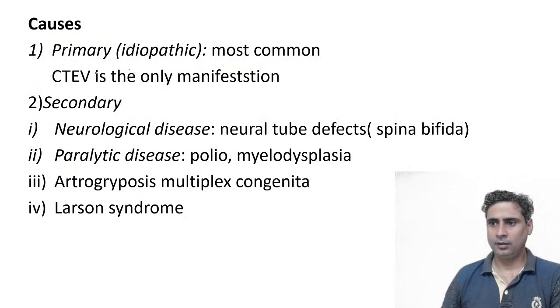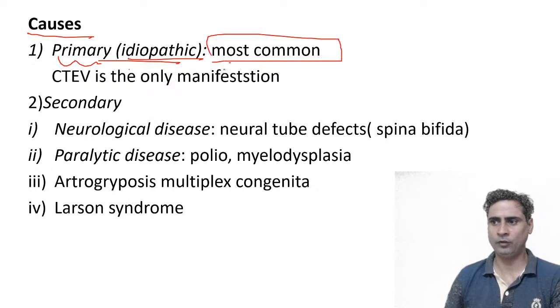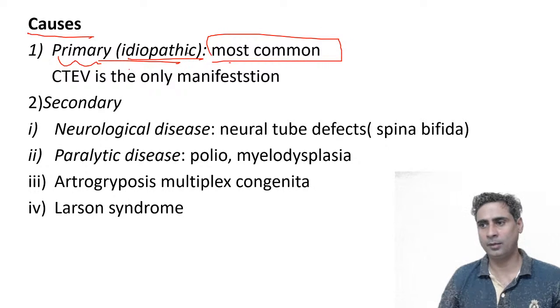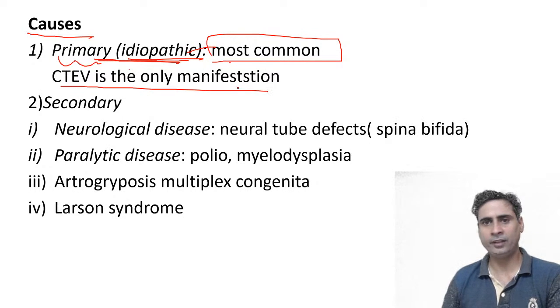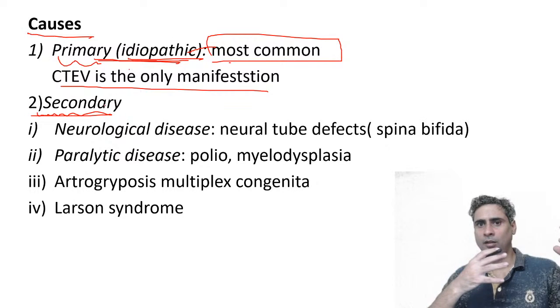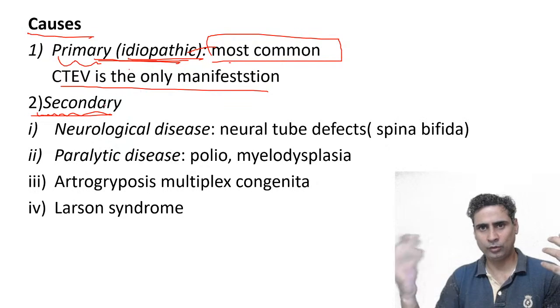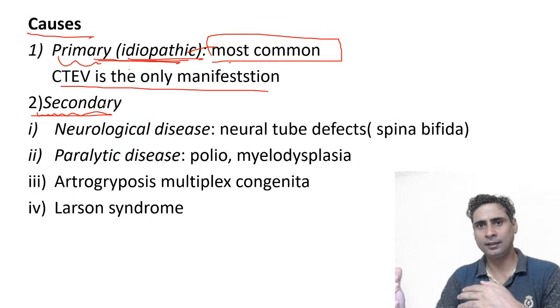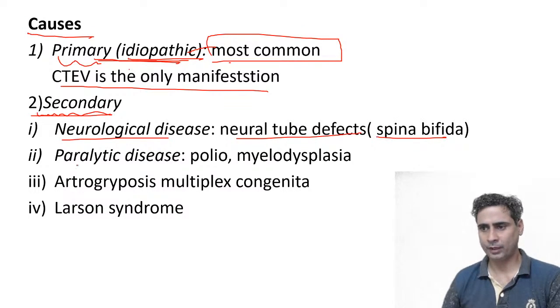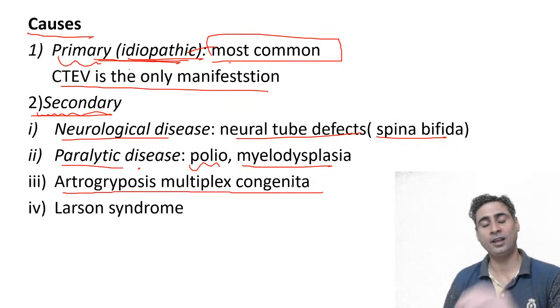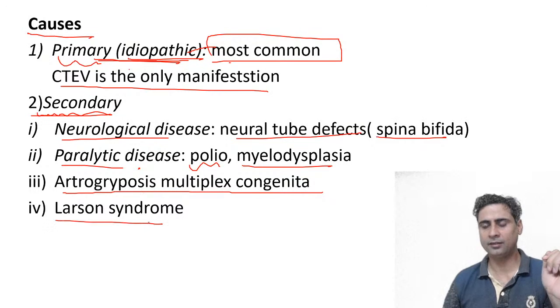Now cause wise, CTEV can be divided into primary, idiopathic type, where there is no known cause and which is the usual type of CTEV. And whenever we are using the term CTEV, we are concerned about this idiopathic unless otherwise specified. Here the CTEV is the only manifestation. Now the other is secondary CTEV, where there is either some primary neuromuscular disorder or some other cause leading to CTEV as a secondary deformity, like neurological disorders, neural tube defect, that is spina bifida, paralytic disease like poliomyelitis or myelodysplasia, arthrogryposis multiplex congenita, where there are multiple contractures around the joints, and Larsen syndrome.